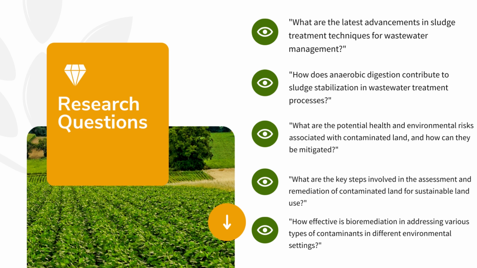Number 3. What are the potential health and environmental risks associated with contaminated land, and how can they be mitigated? Number 4. What are the key steps involved in the assessment and remediation of contaminated land for sustainable land use? And number 5. How effective is bioremediation in addressing various types of contaminants in different environmental settings?